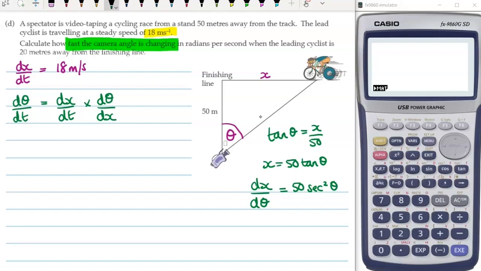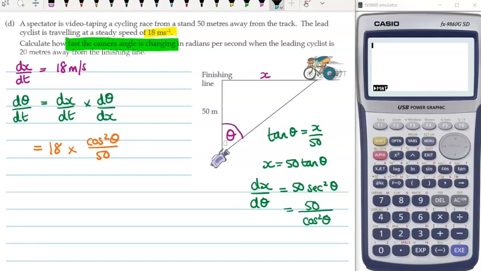Now sec squared, we're going to put this into our calculator at some point, so it's easier if we write that as 1 over cos. So sec being 1 over cos makes sec squared a cos squared on the bottom, like this. Okay, back to our rate that we were trying to work out over on the left-hand side. So this now, dx by d theta is 18. D theta by dx is this thing here but flipped over, because that was dx by d theta. We want d theta by dx. So that's 50 over cos squared. So this will be cos squared theta over 50.